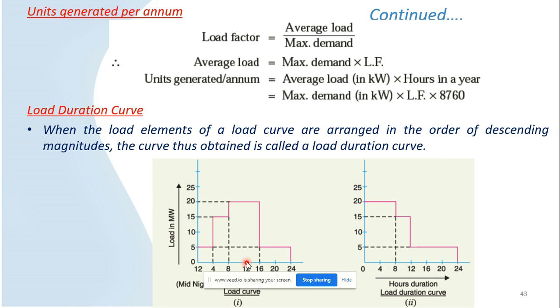Here in the load curve, we can see that from 8 hours to 16 hours, there is 20 megawatt generation. So that is the maximum. So first we will be drawing the 20 megawatt for 8 hours. Then 15 megawatt is for 4 hours. That is 8 to 12, 4 hours, 15 megawatt. Then 5 megawatt is for 8 plus 4, 12 hours. That is 12 hours, 5 megawatt. So here the magnitude is in descending order. The same data are obtained, but the curve will be such that the order is of descending magnitudes. That is called load duration curve.